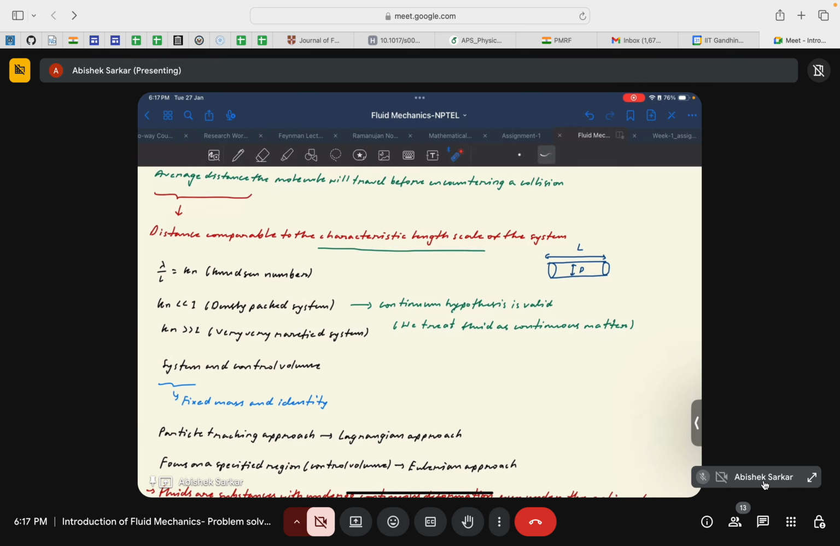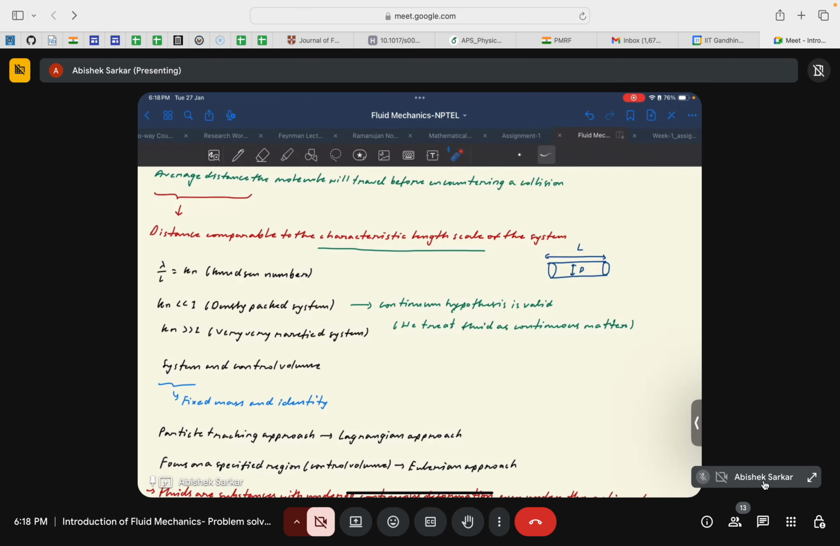But again, for the scope of this course and most of the fluid mechanics courses that we usually implement in mechanical engineering, chemical engineering or civil engineering, we will limit our understanding to densely packed systems, or systems where the continuum hypothesis is valid.